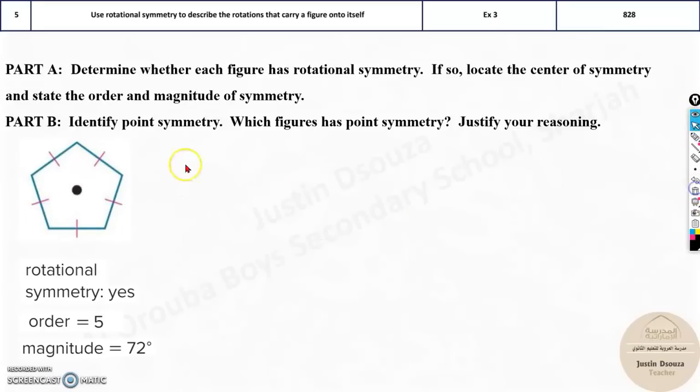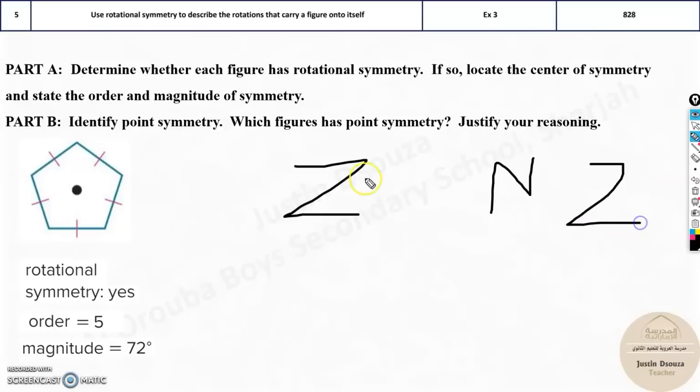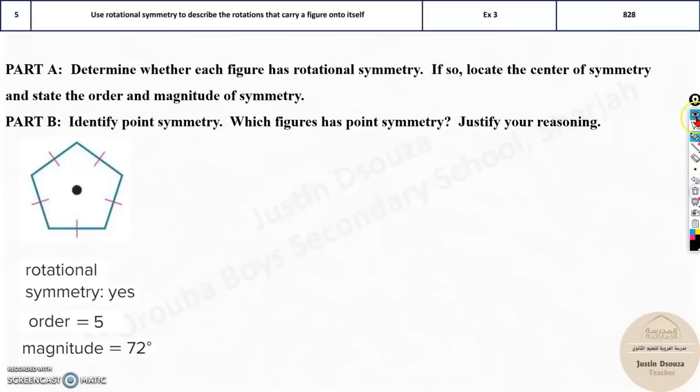That's it. If it was, say, the letter Z, turn it like this, after one turn it'll be N, but again you turn it, it'll be Z again, isn't it? Can you see this Z? If you turn once, this will come to this side, it'll be N. Now again, turn this to the other side down, it'll be Z. This has point symmetry. So this is the example.